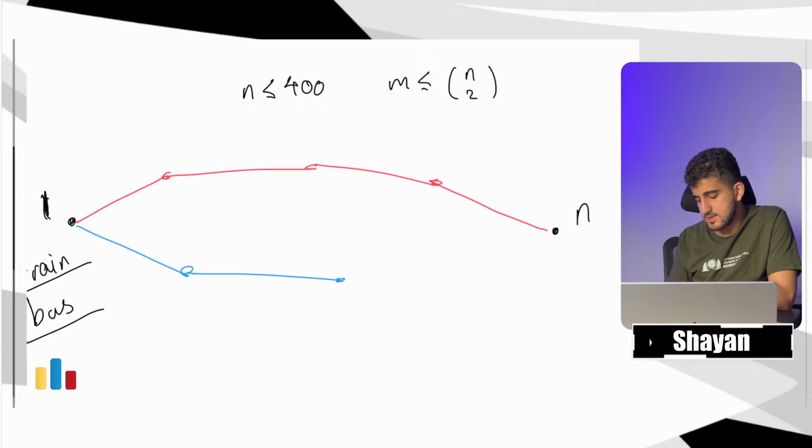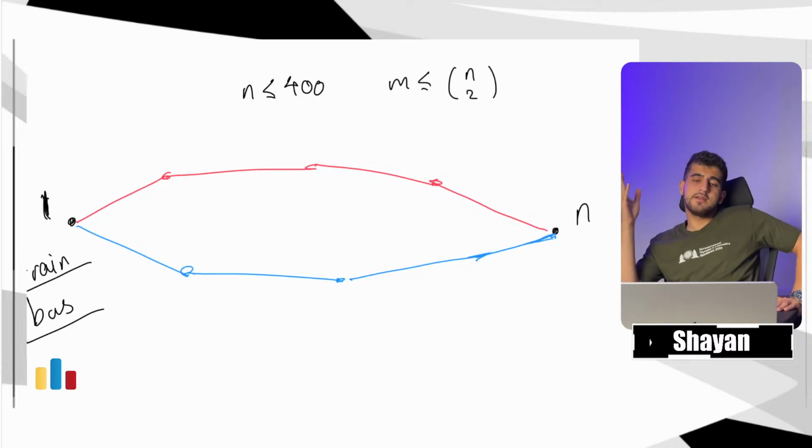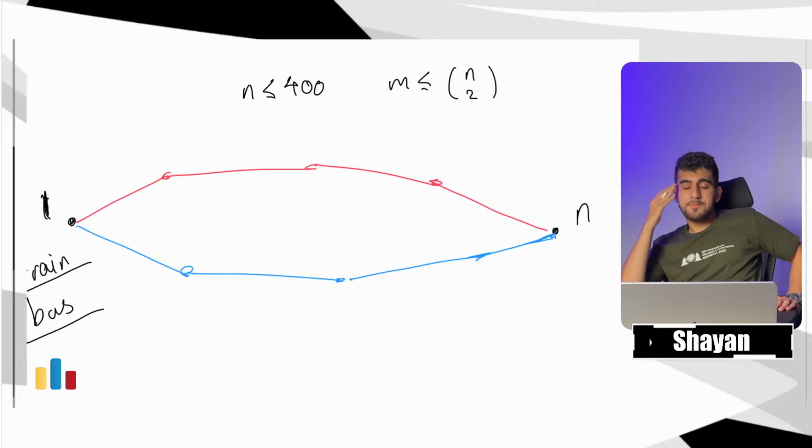such that they will not visit the same vertex at the same time. They can visit the same vertex at different times. But if they come to the same vertex at the same time, then there will be an accident between them. And you want the maximum of the length of these two paths to be minimum.